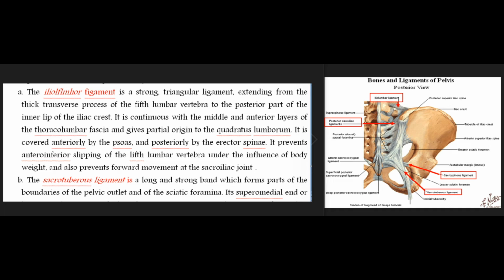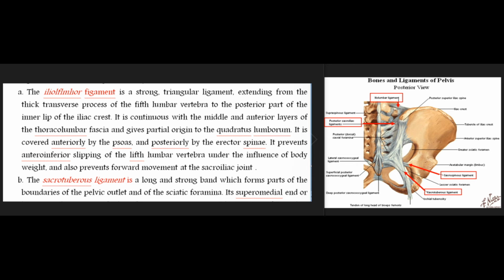It is continuous with the middle and anterior layers of the thoracolumbar fascia and gives partial origin to the quadratus lumborum. It is covered anteriorly by the psoas, and posteriorly by the erector spinae. It prevents antero-inferior slipping of the fifth lumbar vertebra under the influence of body weight, and also prevents forward movement at the sacroiliac joint.